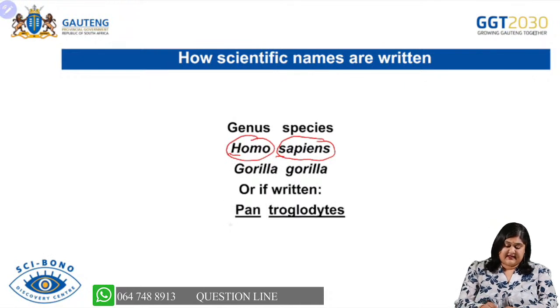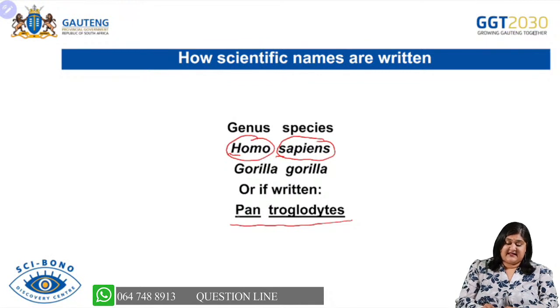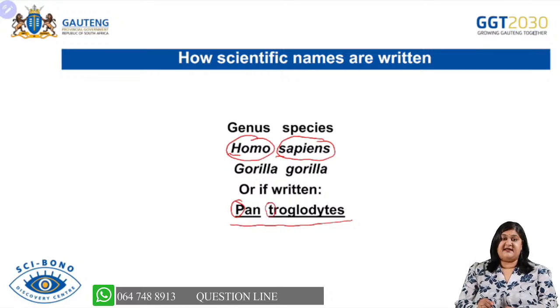You would write it like this. As you can see, the words are underlined. Both words are underlined. The first letter of the first word is capitalized, and the first letter of the second word is in small letters. So this is how we want you to practice writing. So when you come to grade 12 next year and you're writing your examinations, this is how you will write the scientific names.